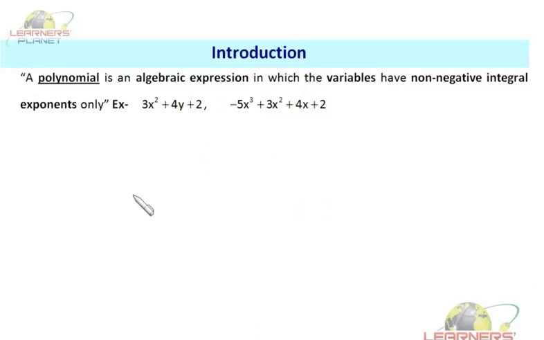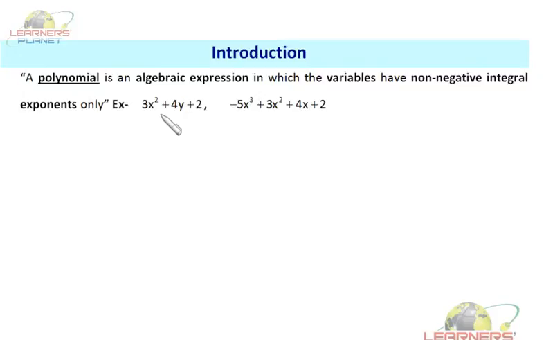Let's see some examples of algebraic expressions. Here we see 3x square plus 4y plus 2. So this is an algebraic expression. Similarly, minus 5x cube plus 3x square plus 4x plus 2 is an algebraic expression. It's a combination of variables as well as constants, and they are connected by mathematical operators like addition, subtraction, multiplication, and division.